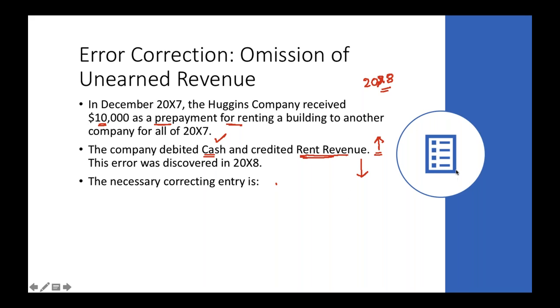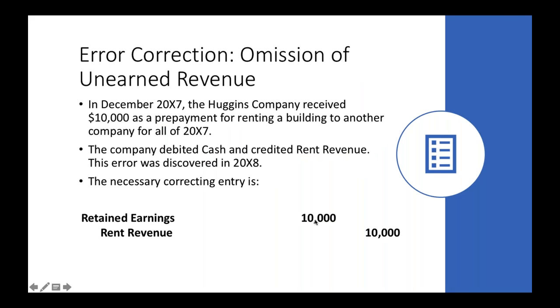Now let's see the correct entry. The correct entry is retained earnings debit, rental revenue credit. Rental revenue was credited earlier, or rather unearned rental revenue credit. This amount was there in the profit, therefore we are debiting the retained earnings account, so retained earnings will be reduced, and this is unearned rental revenue.